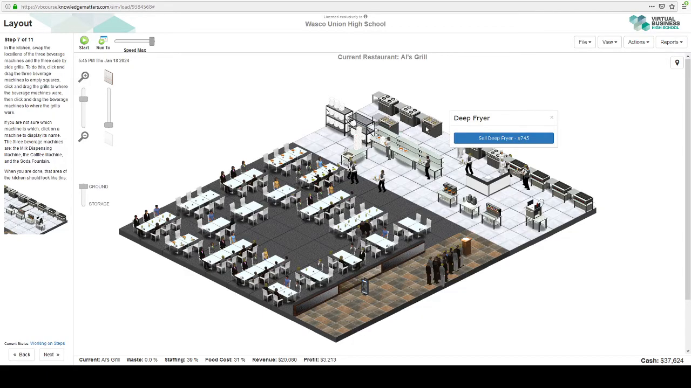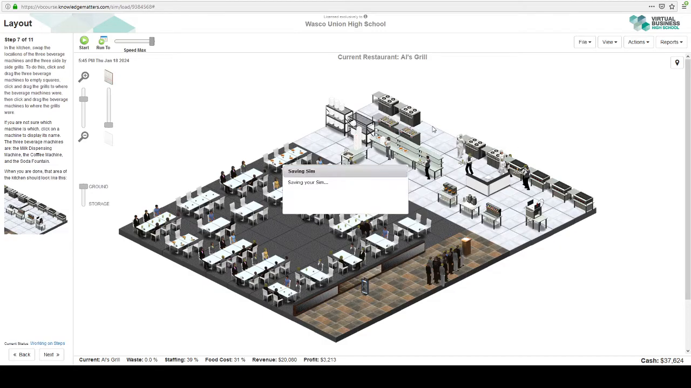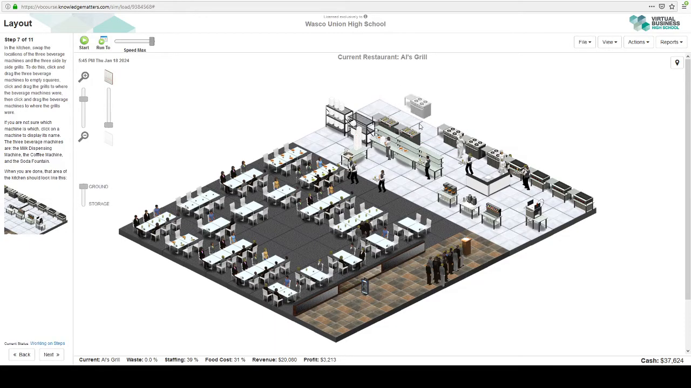Okay, let's move the fryers. We want things that are the same together, right? So let's put our stoves over here. Put our fryers over here. The dishwasher should not be over here. It should be over there, but we're just going to do what it tells us to do for now. So I guess we'll put that there.